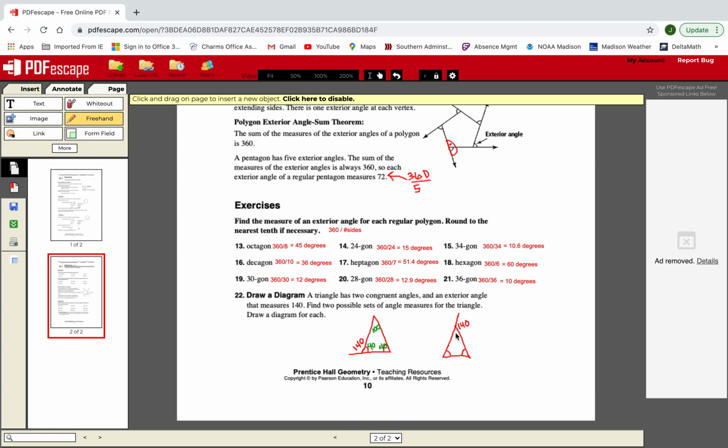In this first one, 180 minus 140 is 40, so my base angles are going to be 40 because the base angles are the same. 40 and 40 is 80, and 80 from 180 is 100. So there is one possible set of angles that would work there. In the second situation, the vertex angle would be 40. 40 from 180 is 140, divided by 2, which would make my base angle 70. So this is the other set of angles: 70, 70, and 40. And the first set is 40, 40, and 100. Two different situations there.